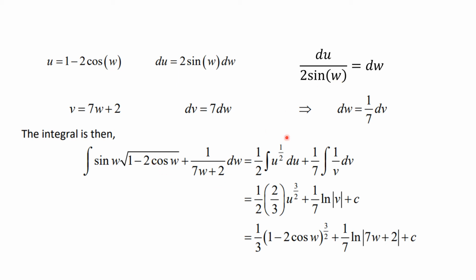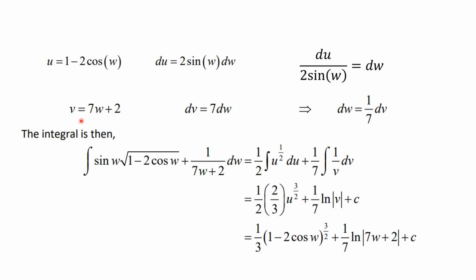So when I do that substitution, this 2 gets factored through. Magic does happen because this sine of w cancels with that sine of w, so I'm left with u to the 1/2 du.